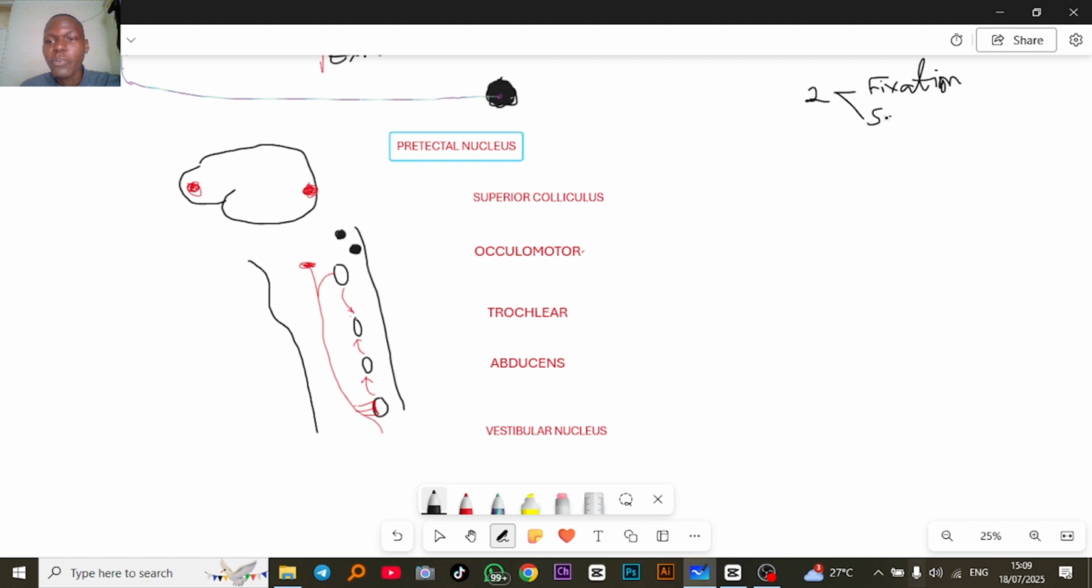Then we have what we call saccadic movements. What are these saccadic movements? They are also called jumping movements. Let's say someone is trying to ride a bicycle. Of course, you have to move your eyes from one area to another because the bicycle is moving. You get the point? Whereas fixation is you remaining fixed at one point. We are going to cover that in the next part.